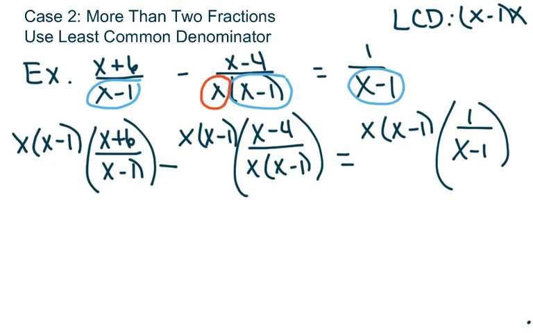So I want you to look at the very first fraction. Notice that it has an x minus 1 on top and an x minus 1 on bottom. Those can be canceled out. And so what's left in the first fraction is this x and this x plus 6. So I'm going to write them down here so you can know where I got this from.